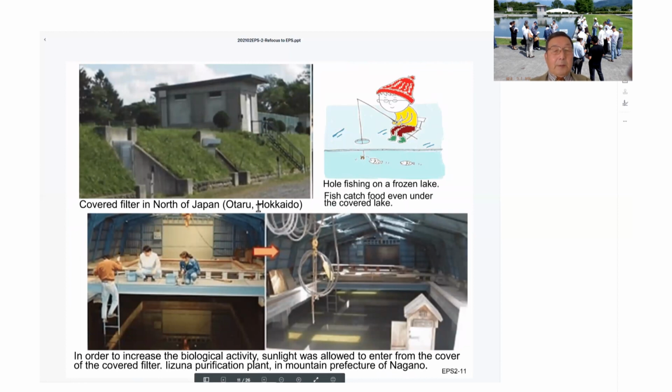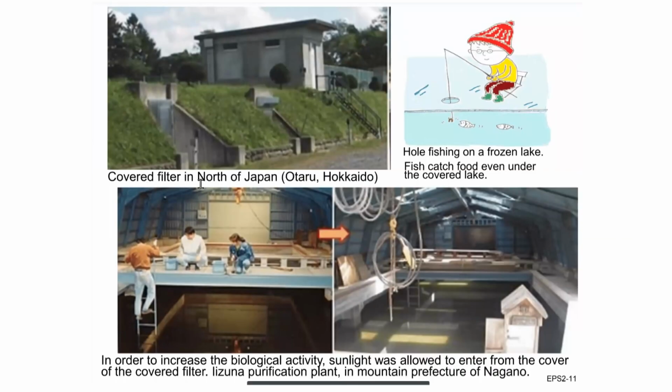In the northern part of my country, there are several cold regions. This is Hokkaido, in the north of the country. In my prefecture, near my city, it is also cold. But even in a frozen lake, usually we can fish and catch food even under the ice.